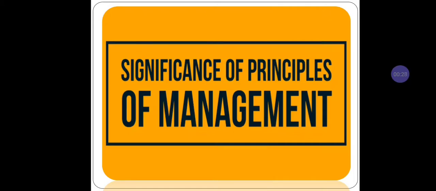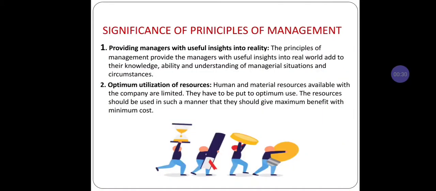In the significance of principles of management, first we have providing managers with useful insights into reality. That means managers can apply these principles practically in real-world situations. Point number 2, optimum utilization of resources. That means in a company we have human and material resources. The managers must focus on optimum utilization of human and material resources. With that we can get maximum benefit with minimum cost.